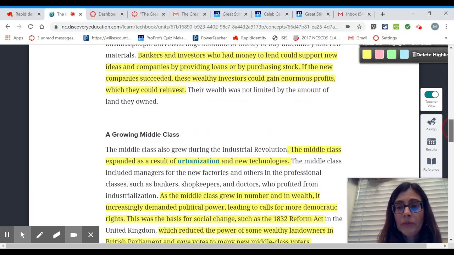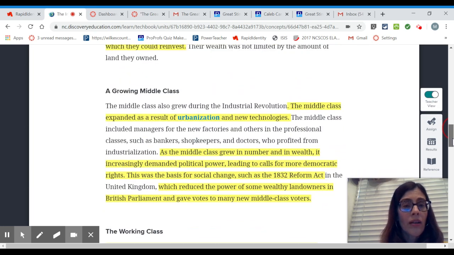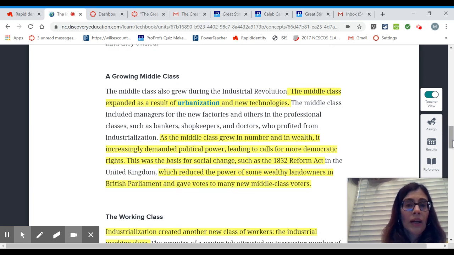All right, part 2, next section, middle class growth. They, of course, grew as a result of urbanization, where the farmers who lived in the country sold their land and began moving to cities so that they could take advantage of the new technologies in the factories and make money. So as the middle class began to grow in wealth, here's how we have a change of political power.